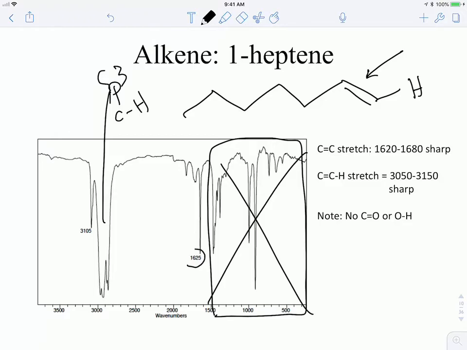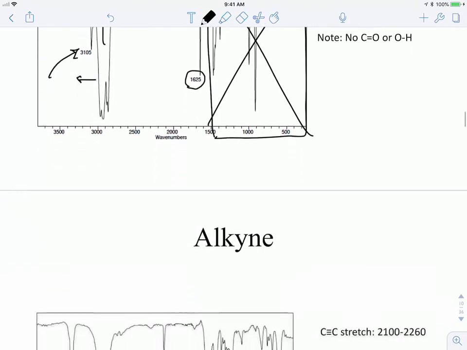So what peaks are left? Well, we have this peak that I've labeled at 1625. That's going to be our carbon-carbon double bond. And we know that because that is a characteristic region where we see double bonds. And then here, shifted slightly to the left of the sp3 hybridized CH bonds is this CH bond, which is on an sp2 hybridized carbon. So that's how you identify an alkene.